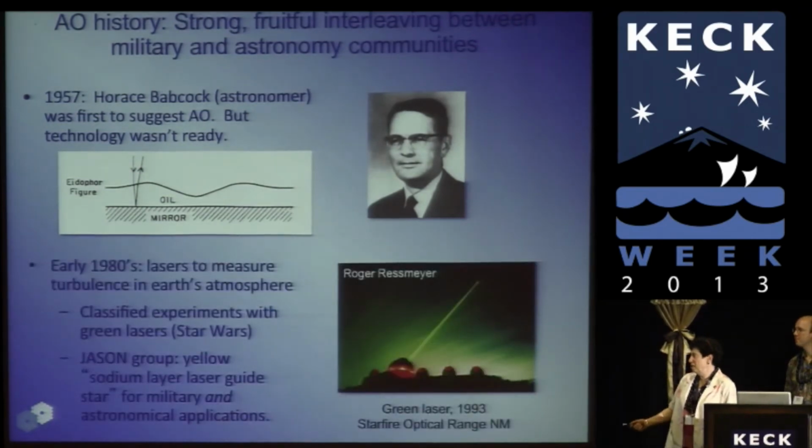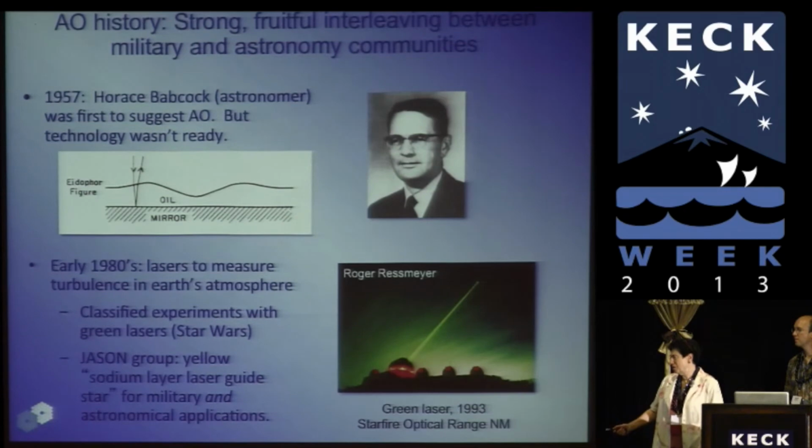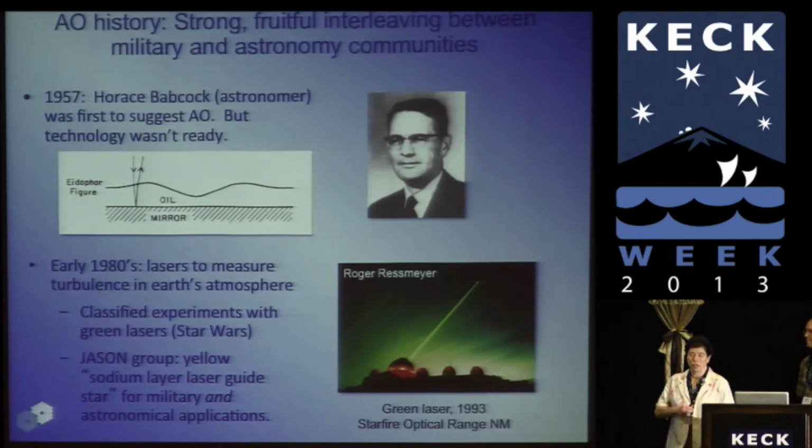In the early 80s, lasers were first used to measure the turbulence in the Earth's atmosphere. These were classified experiments with green lasers. And the point was, in Star Wars, they wanted to be able to project lasers to shoot things down and also to take images of what was up there. The Russians at the time were launching a satellite per day, and one wanted to know what these things were. And in many, many cases, we had no idea. So taking a picture of them seemed like a good idea.